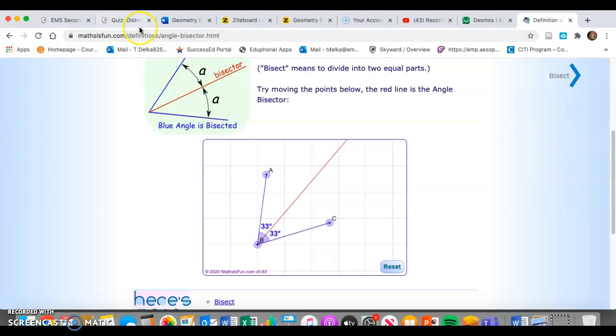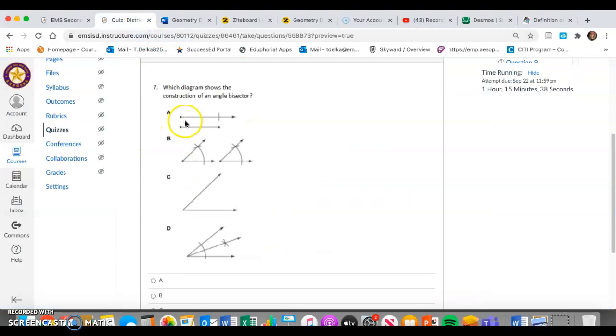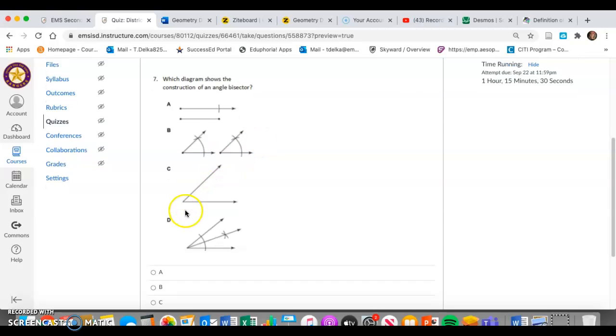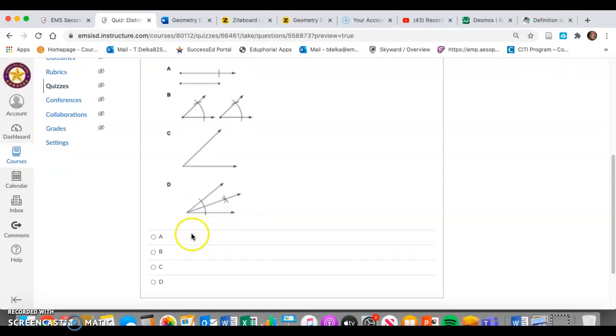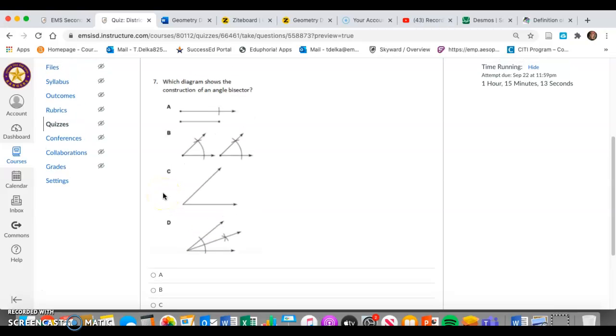Okay, so let's go back and look. A, you do not see it being bisected. B, nothing's being cut in half. A bisector cuts in half. C, this is an angle, but there's nothing coming in between it such as a bisector. And then we have the letter D, where the original angle is here and the bisector is coming through. And then they show the point here and then a piece of the angle measurement. So D would be where the angle bisector is.